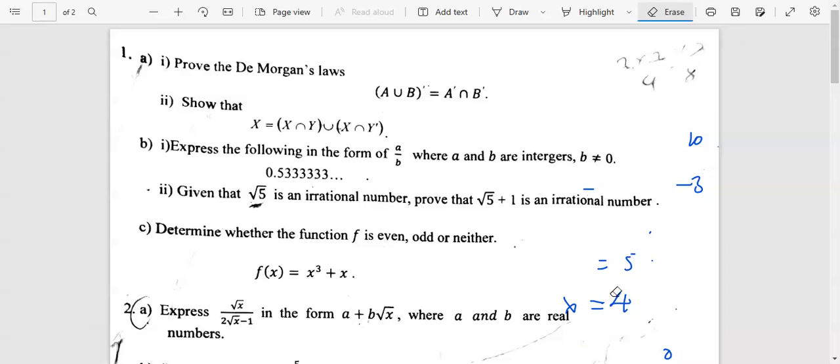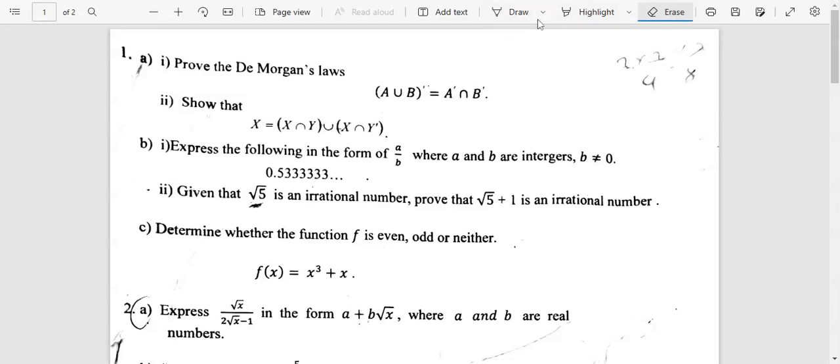The next one. Given that square root of 5 is an irrational number, prove that square root of 5 plus 1 is an irrational number. So this is just basically telling us that when you add an irrational number with a rational number, what are you going to get? An irrational number.